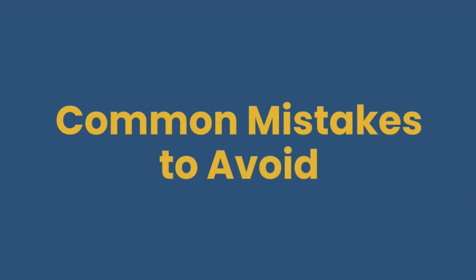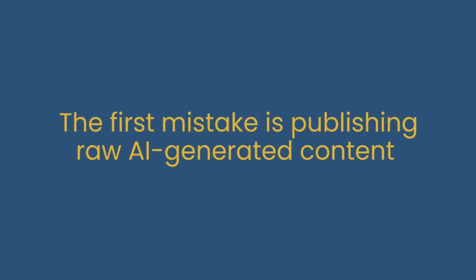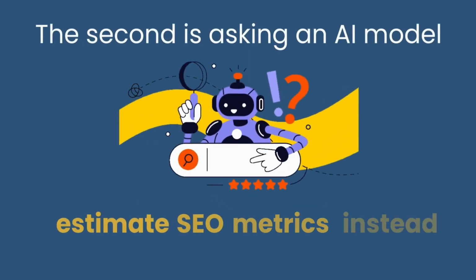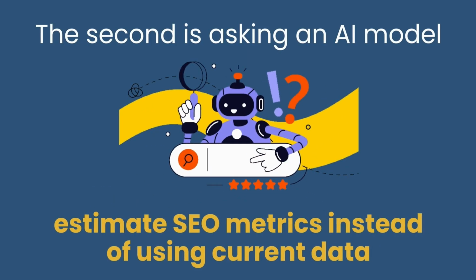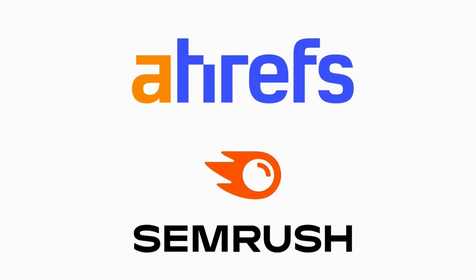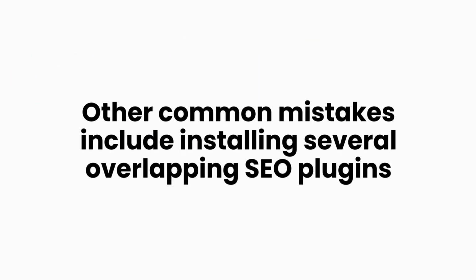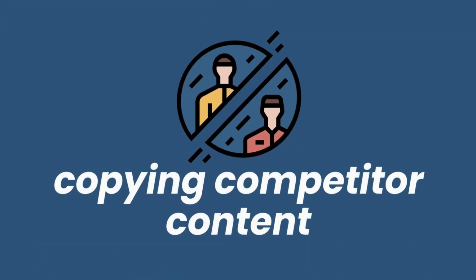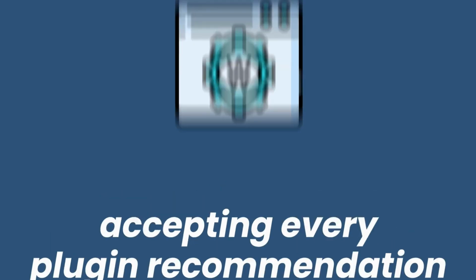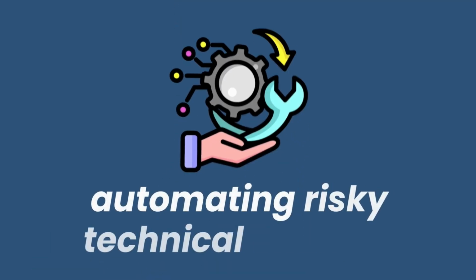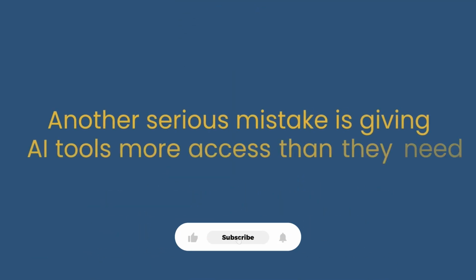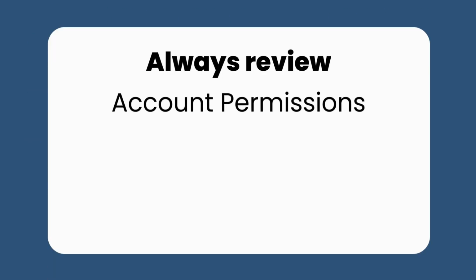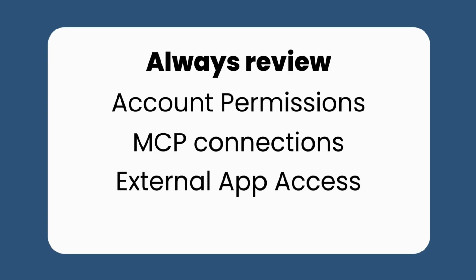Common mistakes to avoid. The first mistake is publishing raw AI-generated content without fact-checking it. The second is asking an AI model to estimate SEO metrics instead of using current data from Ahrefs or Semrush. Other common mistakes include installing several overlapping SEO plugins, forcing keywords into every page element, copying competitor content, accepting every plugin recommendation, publishing untested schema, and automating risky technical changes. Another serious mistake is giving AI tools more access than they need. Always review account permissions, MCP connections, and external app access.